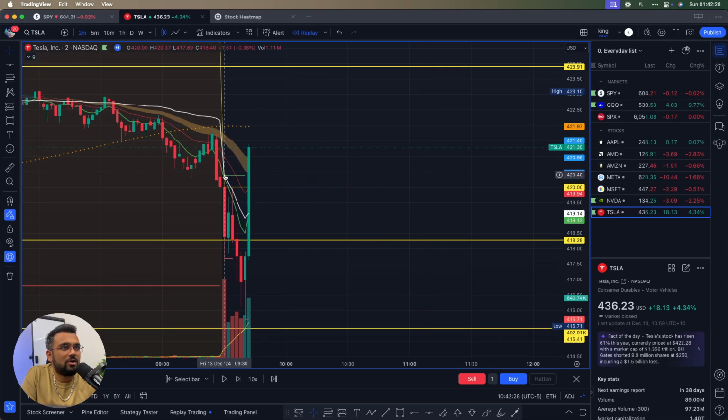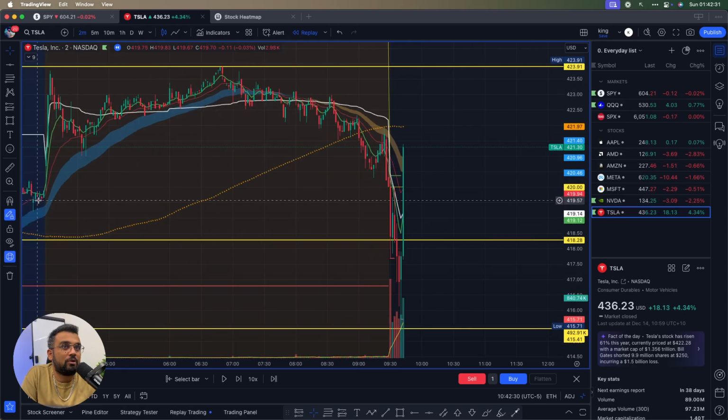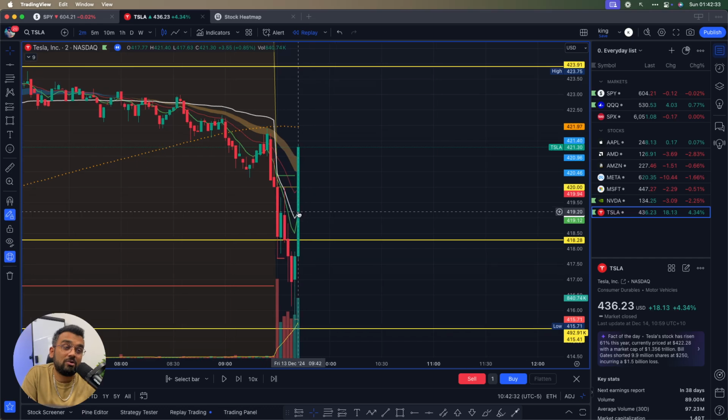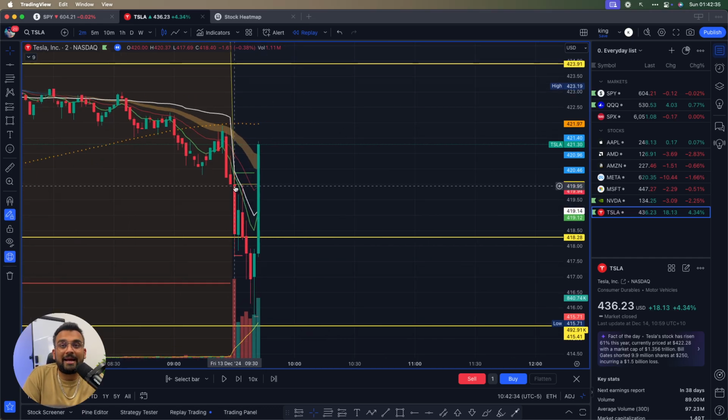First candle opened, market went down. We broke below the pre-market low, market went down. Looked like bears were in control. What are bears? Bears means shorts, which means basically when the prices are going down. Looks like bears are in control.